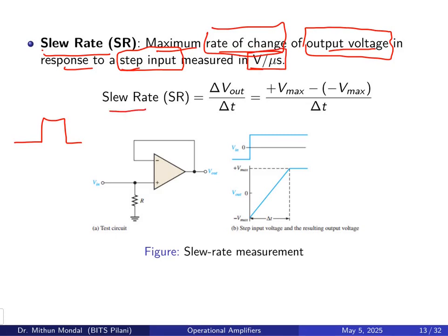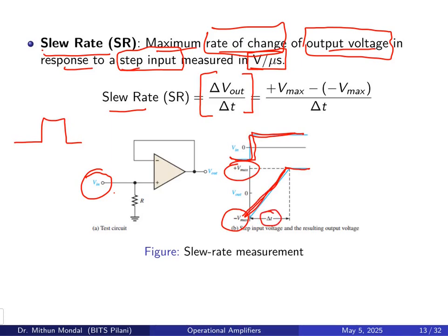So slew rate is nothing but the change in the output voltage with respect to the change in time, that is the rate of change, and the input that we give is in the form of a step input to the op-amp. So when we give this step input, what is the change of the output voltage, you can see here, from plus Vmax to minus Vmax? This change in the voltage with respect to the time delta t is known as the slew rate. So slew rate is measured in volt per microsecond because the time is very fast.